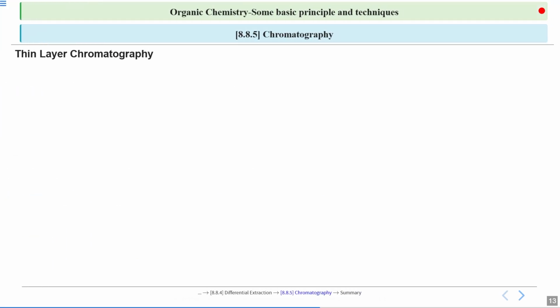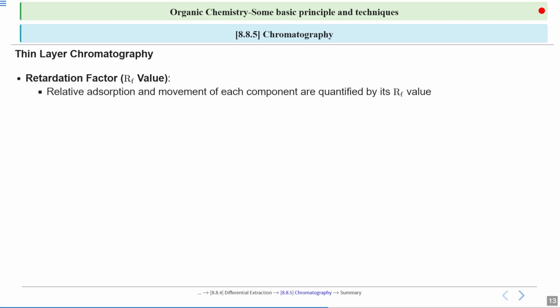Moving on further, we talked something about the RF value. So what is the RF value? It is a key concept in chromatography that helps us to understand how different components in a mixture move at different rates. It is a measure of how far a compound travels relative to the solvent front. The RF value quantifies the relative adsorption and movement of each component.